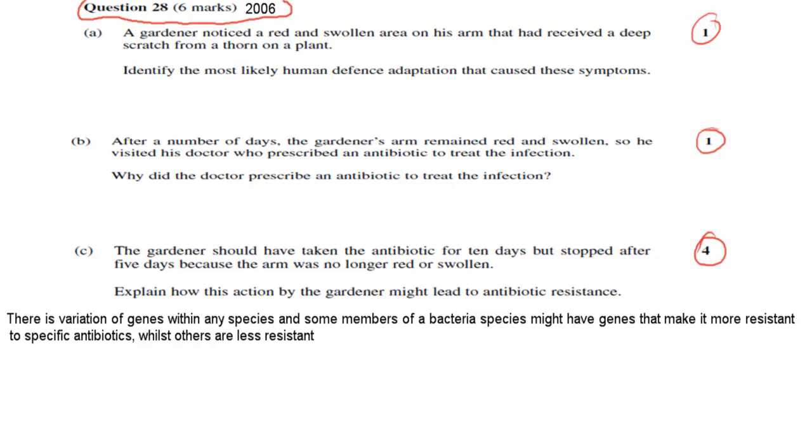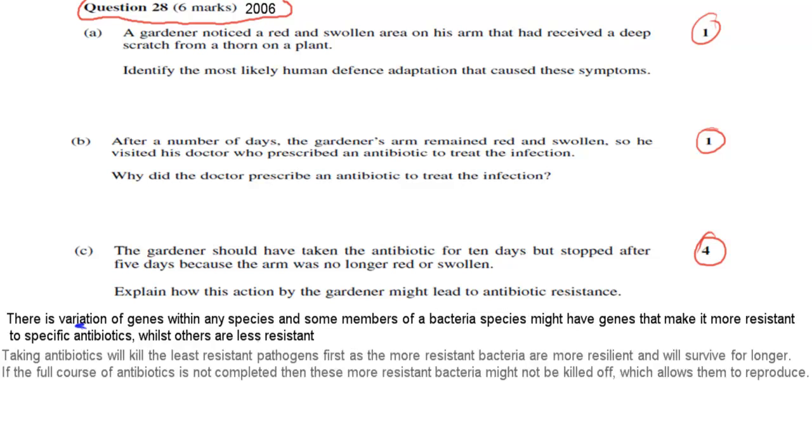So what I wrote is, there's a variation of genes within any species, and some members of a bacteria species might have genes that make them more resistant to specific antibiotics, while others are less resistant. This is just saying that, again, there's variation. Some are more resistant, some are less resistant. That's the first statement. And then taking antibiotics will kill the least resistant pathogens first, as the more resistant bacteria are more resilient and will survive for longer, right?